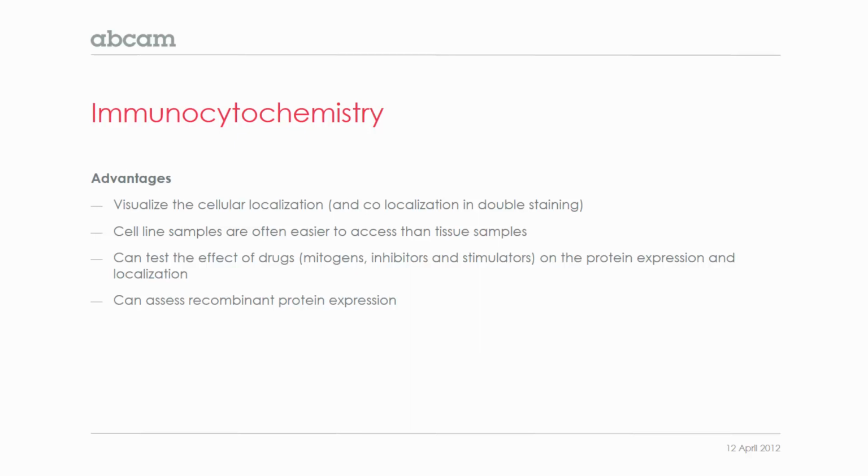The advantage is that cell line samples are often easier to access than tissue samples, so it's easier to get your cell line to stain rather than waiting for some tissue. You can also test the effects of drugs such as mutagens, inhibitors and stimulators on the protein expression and localization in the cell culture. And you can of course assess the recombinant protein expression and localization.